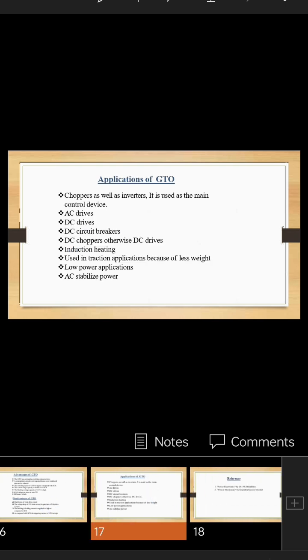What are the applications of GTO? It is used as the main control device in choppers as well as inverters. AC drives, DC circuit breakers, DC choppers, otherwise DC drives, induction heating, used in traction applications because of less weight. Low power applications, AC stabilized power.